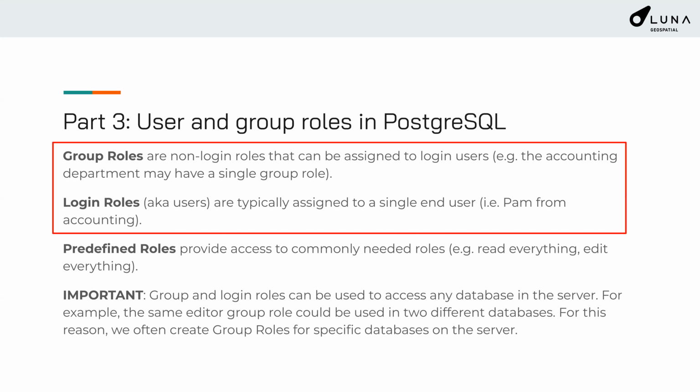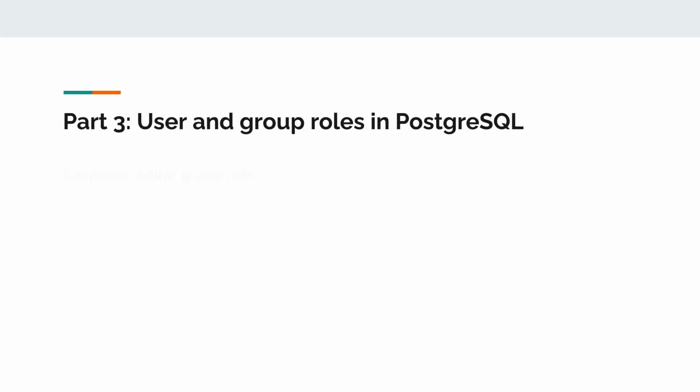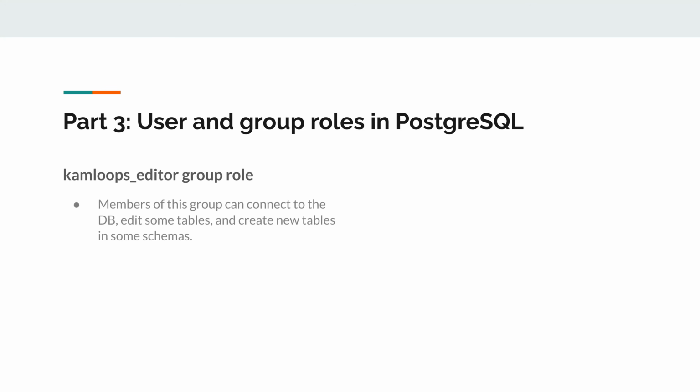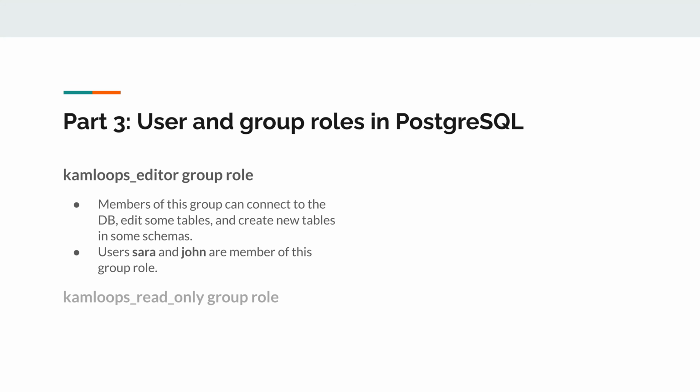We're going to focus mainly on group roles and login roles, aka users. So what we created to show you this environment was a Kamloops editor group role. Members of this group can connect to the database, edit some tables, and create new tables in some schemas. So the users Sarah and John are members of this group, and we saw that they had the ability to edit things like the parcel data set.